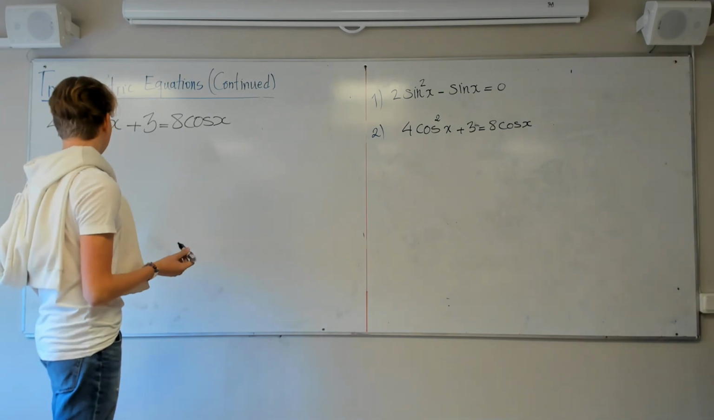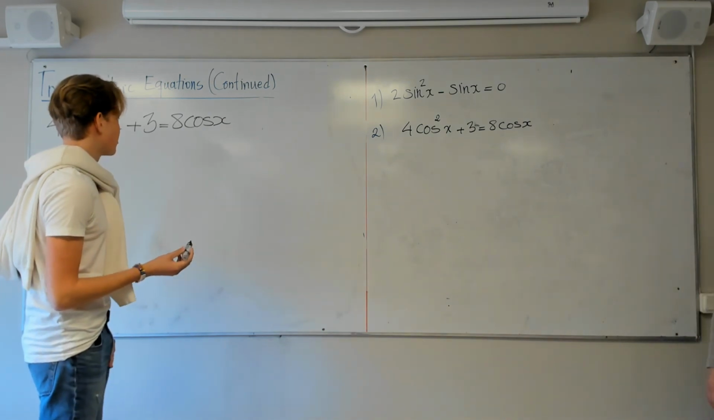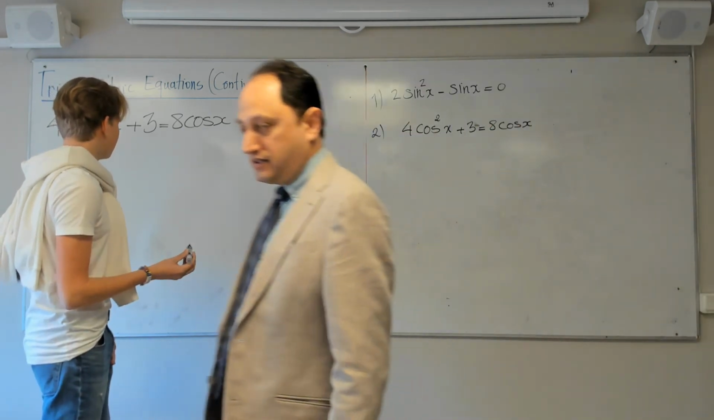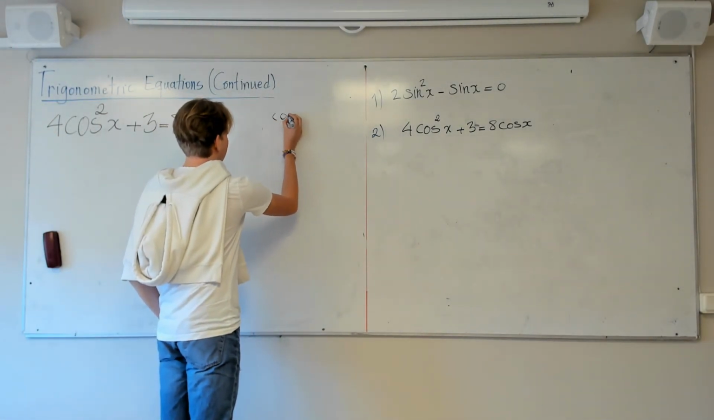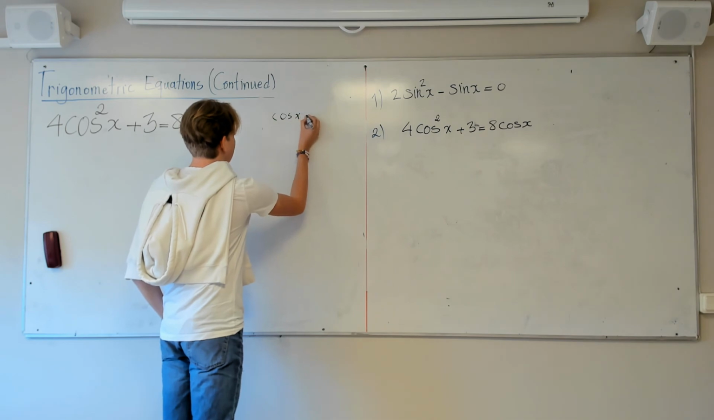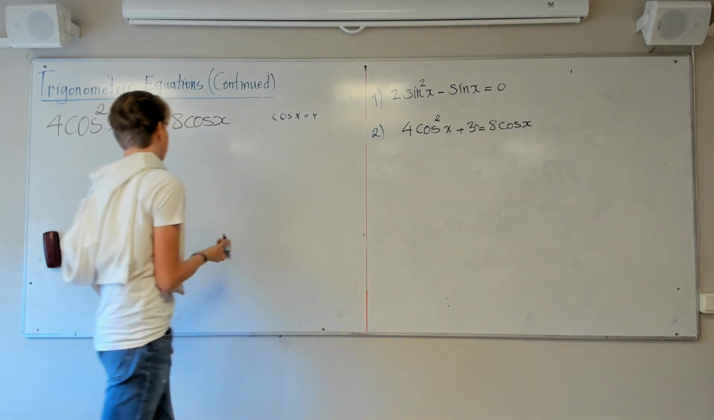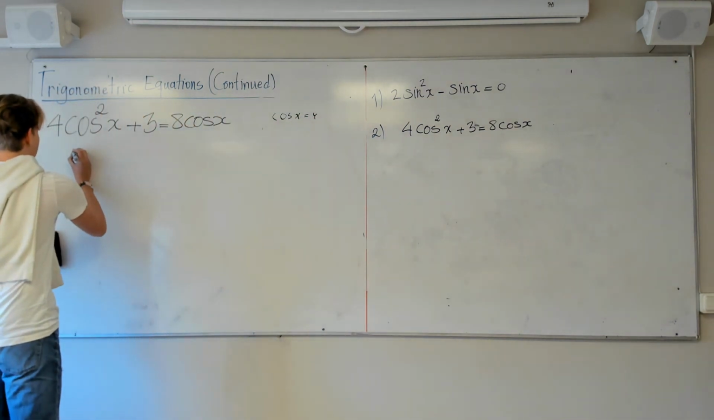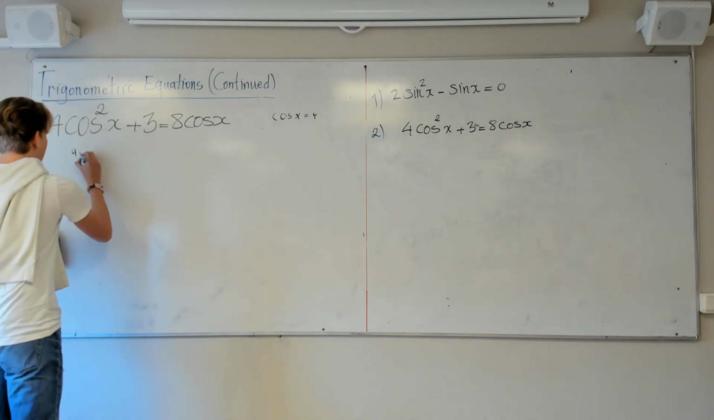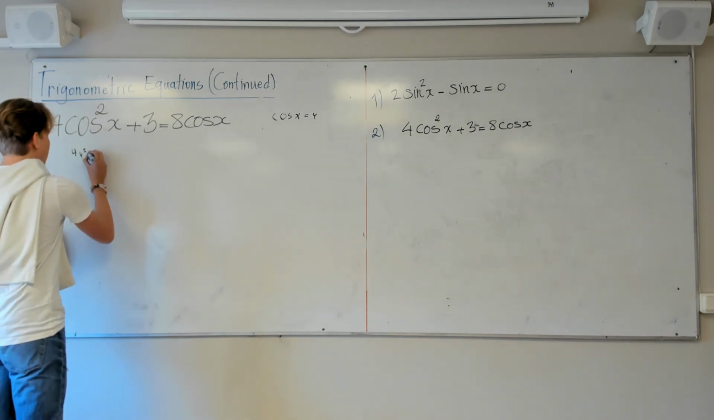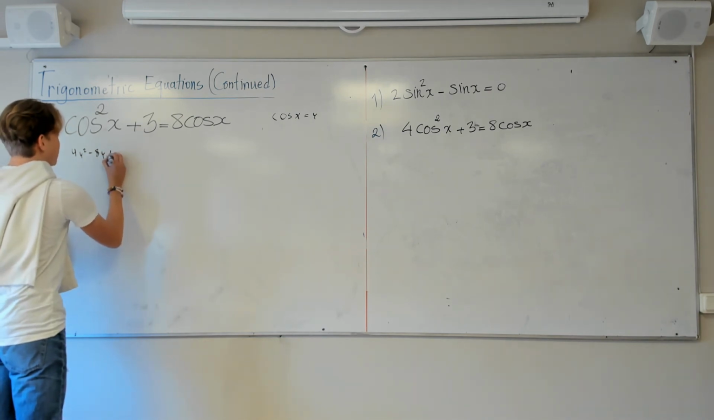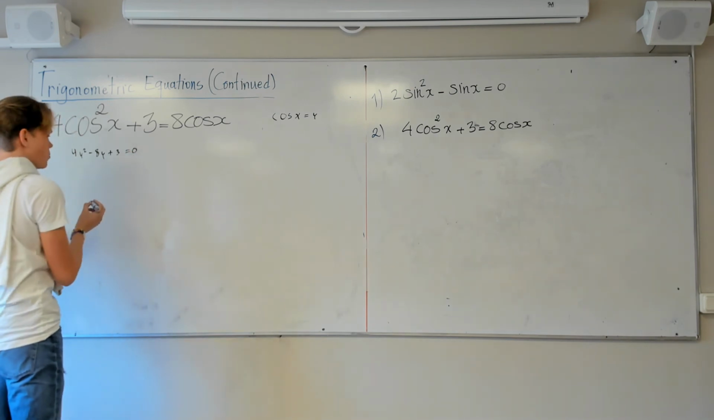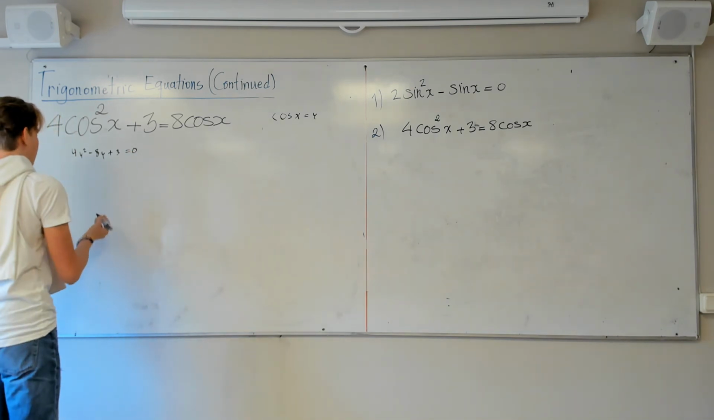Okay, so first I want to make an auxiliary variable. So I change cosine of x to be y. Yes. And then we have 4y squared minus 8y plus 3 is equal to 0. And then we use ABC formula.